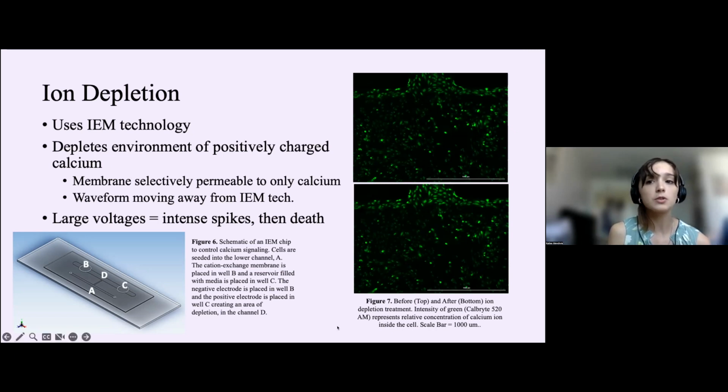But since we also used 45 volts, and 45 volts is typically for cardiomyocytes, they ended up intensely spiking, then dying. So of course we would want to tweak the voltage to be better optimized for the lymphatic cells, because while cardiomyocytes are muscle cells, they're more familiar with the voltages. Lymphatic cells don't typically experience a voltage in the body, like the cardiomyocytes do.